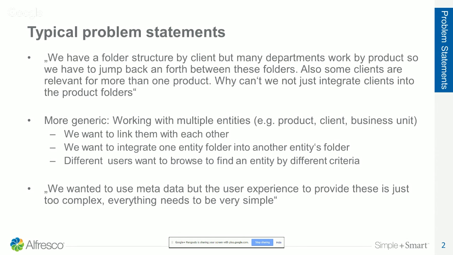Speaking more generically, you're working with multiple entities. You want to link these entities with each other. You want to integrate an entity folder into another entity folder, and you want to do it using different relations and using different taxonomies to browse to find these folders. So different users will be working in different business contexts and want to find such an entity folder, for example a product, a client, a business unit, by different criteria.